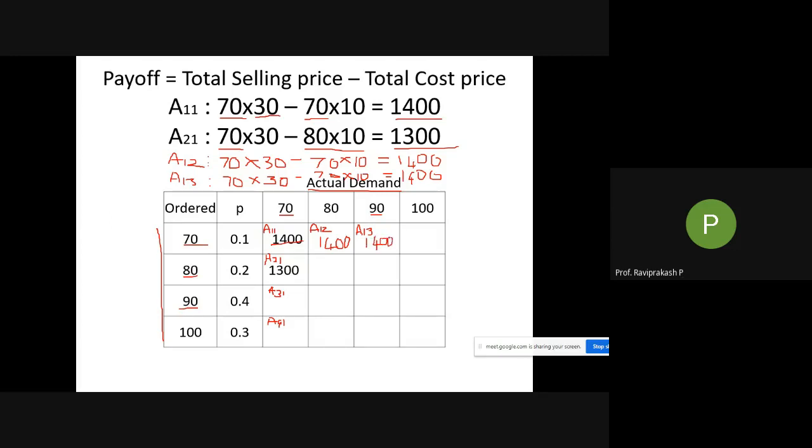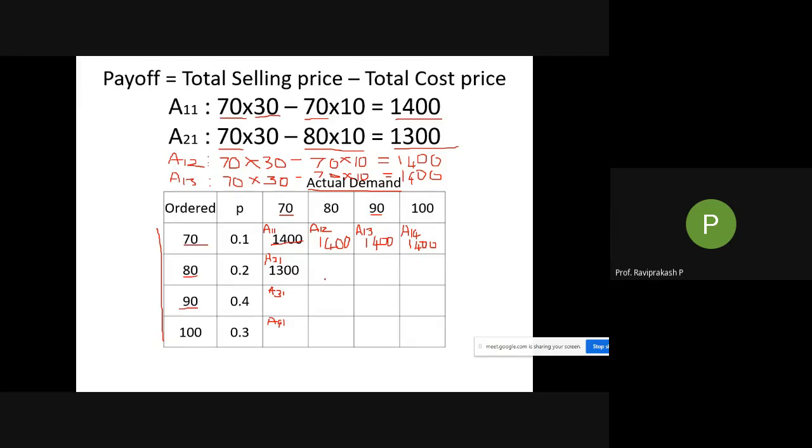So what is the value for this 100 now? This A14, what is the value? 1400 only, sir. Because the demand is increasing but the supply is not increasing. Whatever demand is there, I can only sell 70. So it is 70 into 30 and whatever I am buying, I need to minus. So 70 into 10 again, the value will be the same. So this also will be 1400.